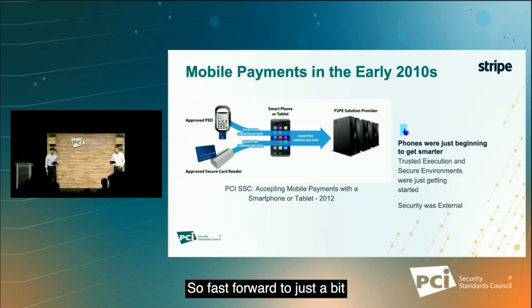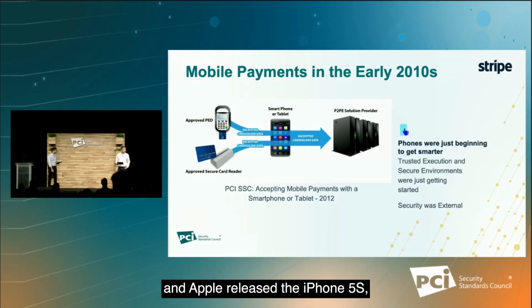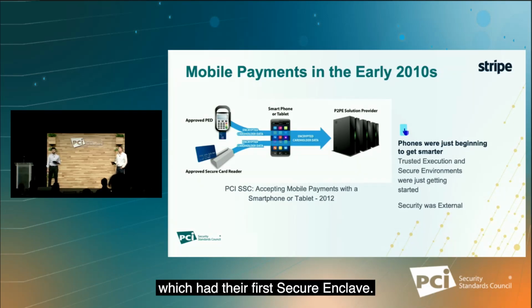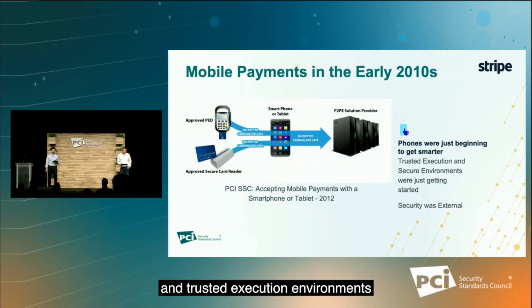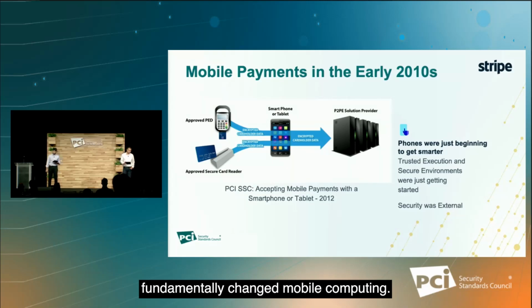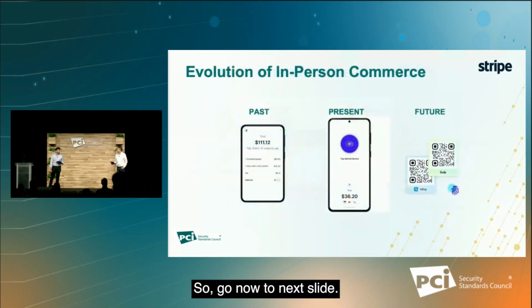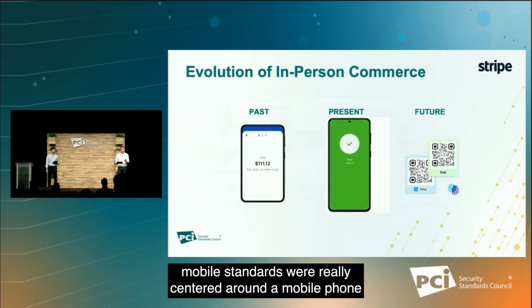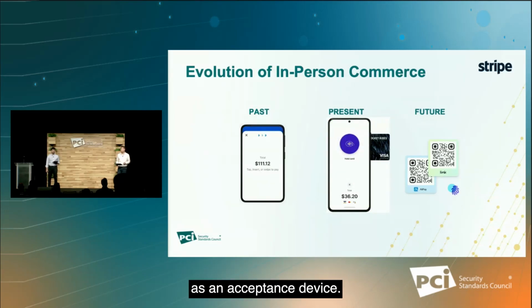So fast forward to just a bit to what was actually 10 years ago in 2013, and Apple had just released the iPhone 5S, which had their first secure enclave. At that time, hardware-based encryption and trusted execution environments fundamentally changed mobile computing. So, go to the next slide. Thank you. So based on that slide, mobile standards were really centered around a mobile phone acting as a stand-in for a payment terminal as an acceptance device.